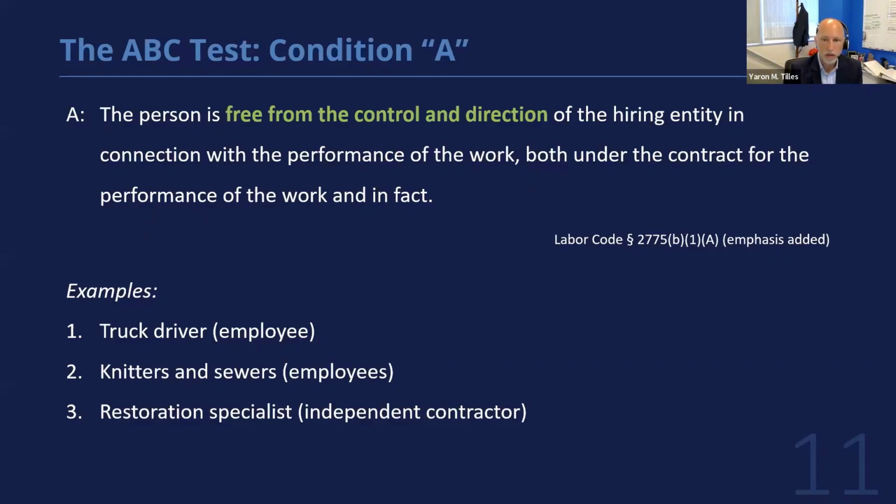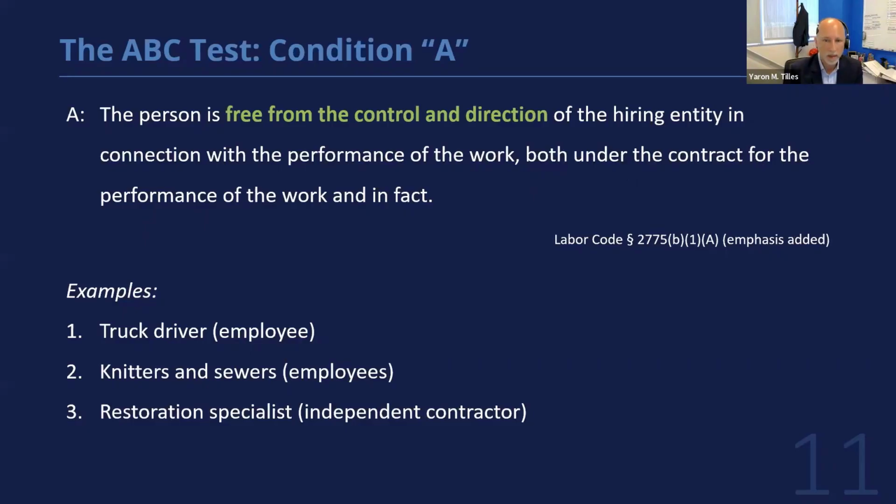Depending on the nature of the work and overall arrangement of the parties, a business need not control the precise manner or details of the work in order to be found to have maintained the necessary control. And the hiring entity must establish that the worker is free of such controls to satisfy condition A of the ABC test. The more the hiring entity exerts control, the more likely the worker will be deemed an employee.